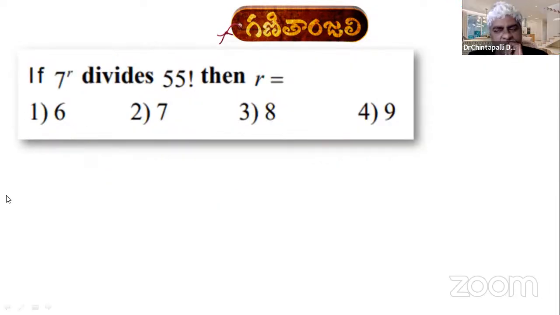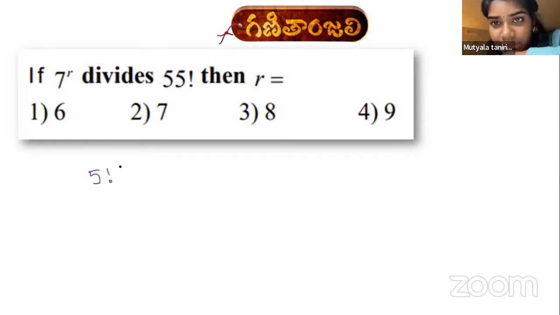I once showed you the number 100 factorial. Do you remember? Likewise, tell me any number whose factorial you know. 5 factorial. 5 factorial is equal to 5 times 4 times 3 times 2 times 1, whose value is 120.